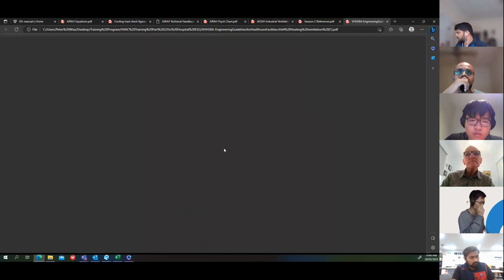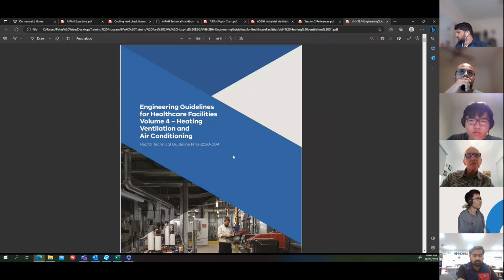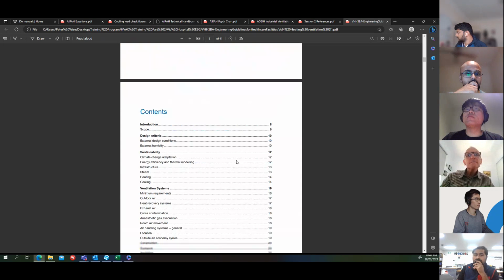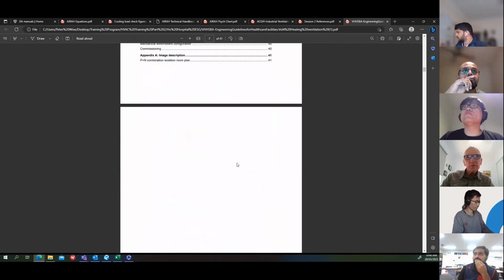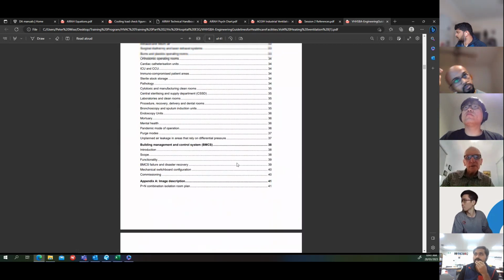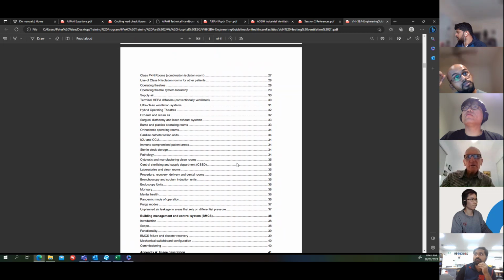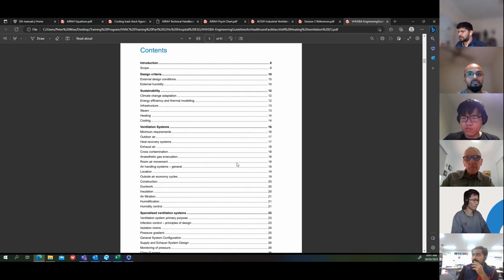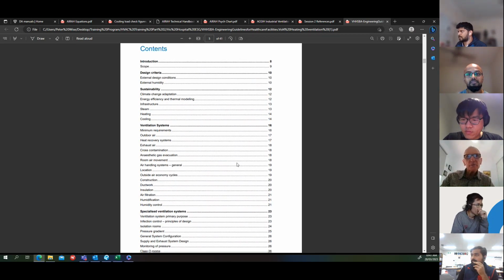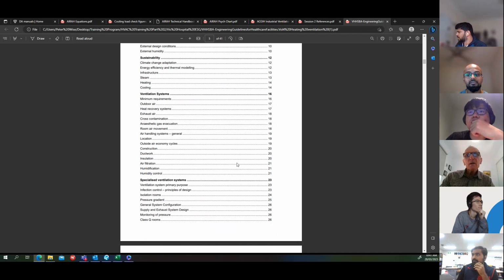So this is the Engineering Guidelines for Healthcare Facilities, Volume 4, Heating, Ventilating and Air Conditioning. In there is a lot of description about what you're required to do if you're working on a healthcare project. So if you've got a healthcare project, just make sure you understand what the design criteria for the project is. And in the absence of anything, this is what you should refer to. And tell your client that this is what you're referring to because this is an accepted standard.